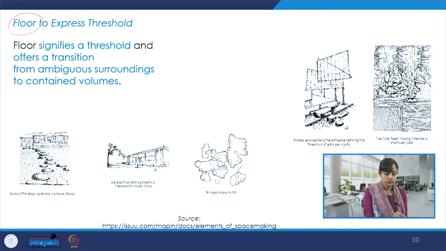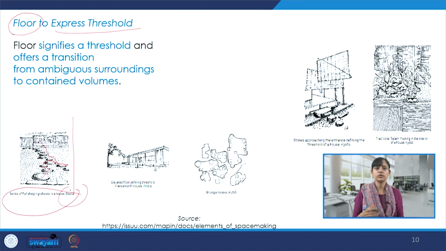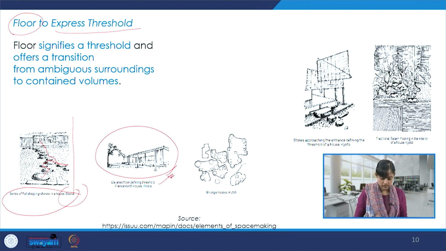For example, a floor could express a threshold. It signifies a threshold. It offers a transition from ambiguous surroundings to contained volumes. And these are like a series of stepping stones. It's a house in Osaka. So here it's an expression again of thresholds. This is an elevated floor, defining threshold. The Farnsworth House in Illinois.